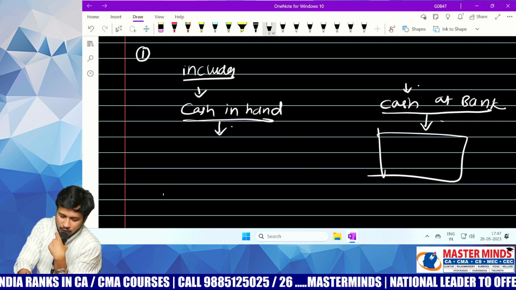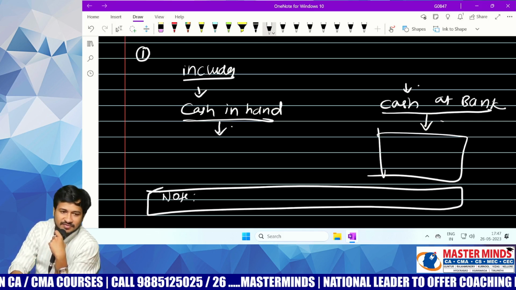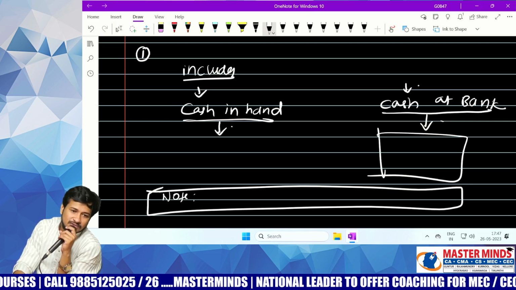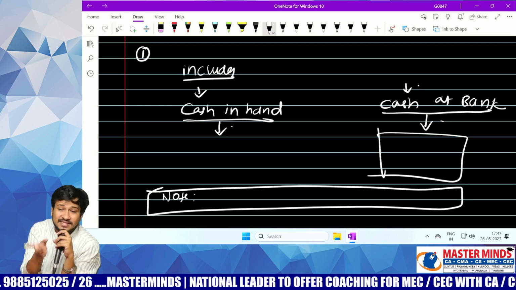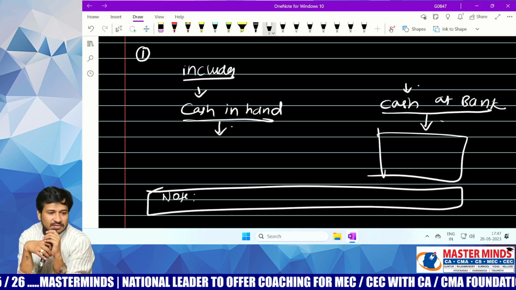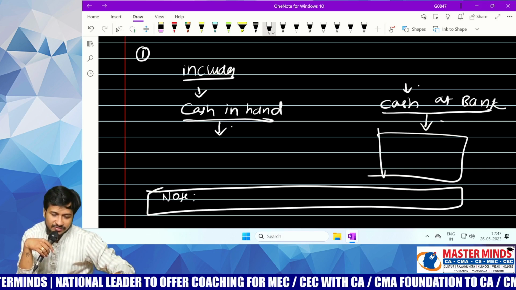And the next one, note, which is applicable normally not at left side or the right side. Note: cash also includes foreign currency. In the sense, it might be either in hand or it might be at bank. Clear, everybody? Cash also includes FC, foreign currency.